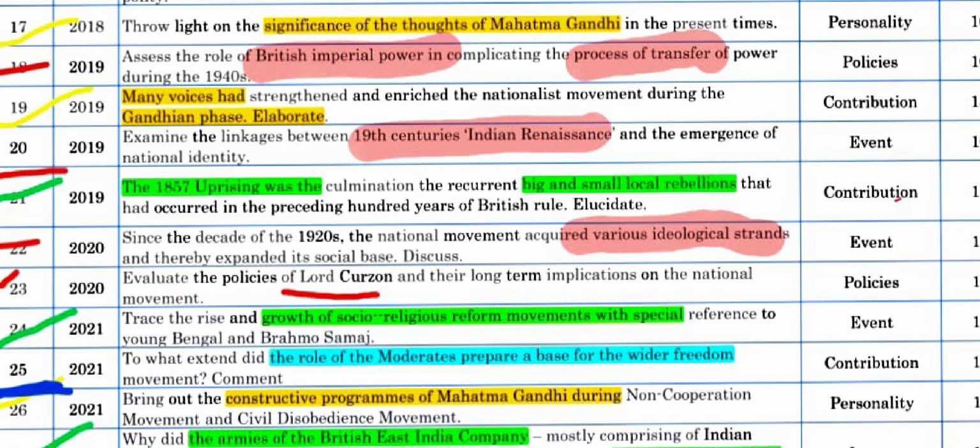So if you can notice question 24, again it's on socio-religious reform movements, and they say trace the rise and growth of socio-religious reform movements with specific reference to Young Bengal and Brahmo Samaj. Okay, so women, socio-reform movements, and then there is one more question in socio-reform movements which is linked to Young Bengal and Brahmo Samaj. So the first theme is covered.